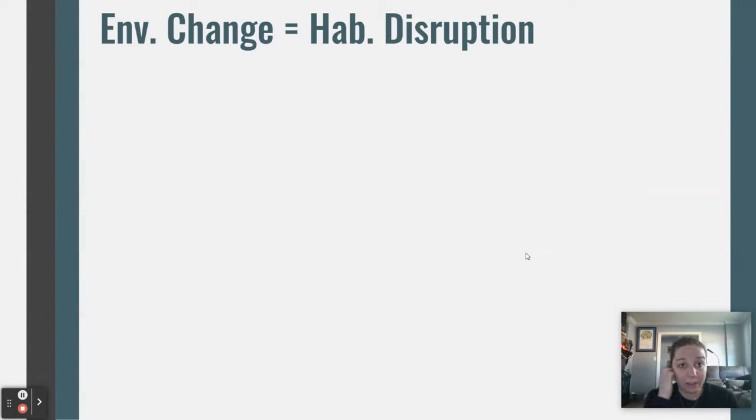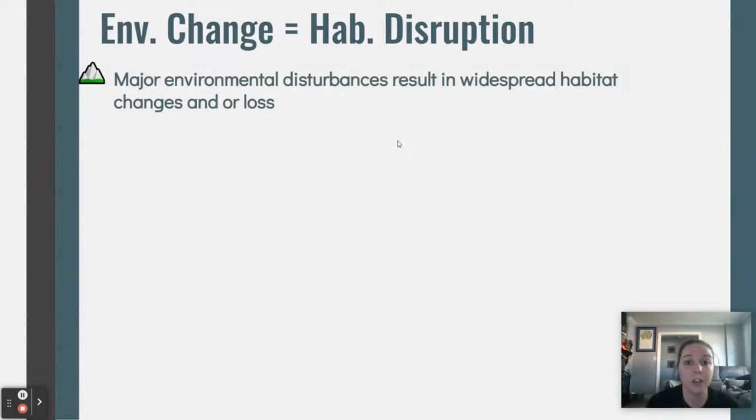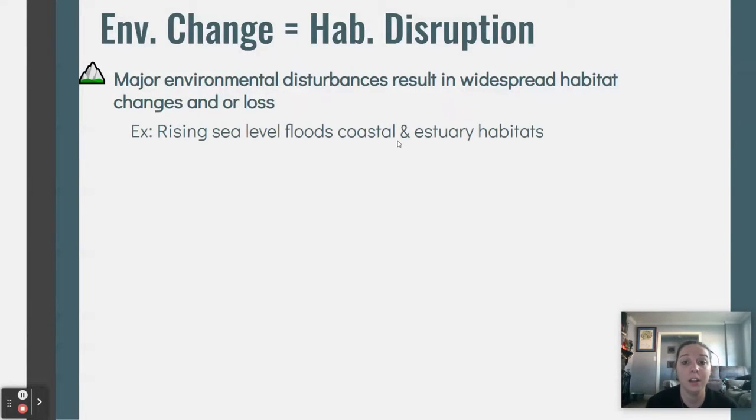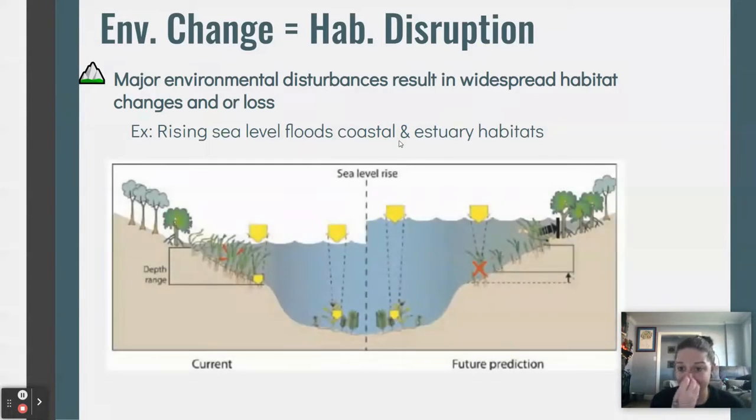Now, as we have the environment changing, we start to see some habitat disruption. These can be widespread habitat change or even complete habitat loss. Our big example here is going to go back to the sea levels, where they start to flood coastal and estuary habitats. And that is not good, okay? So when estuaries flood, we start to see a few bad things start to happen.